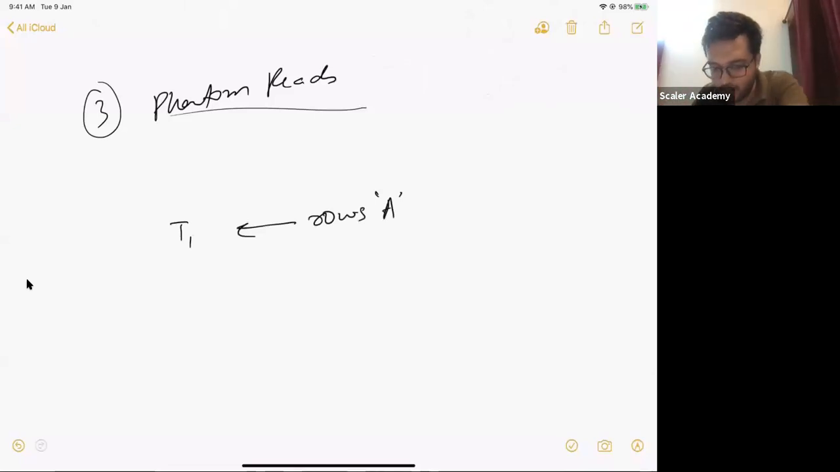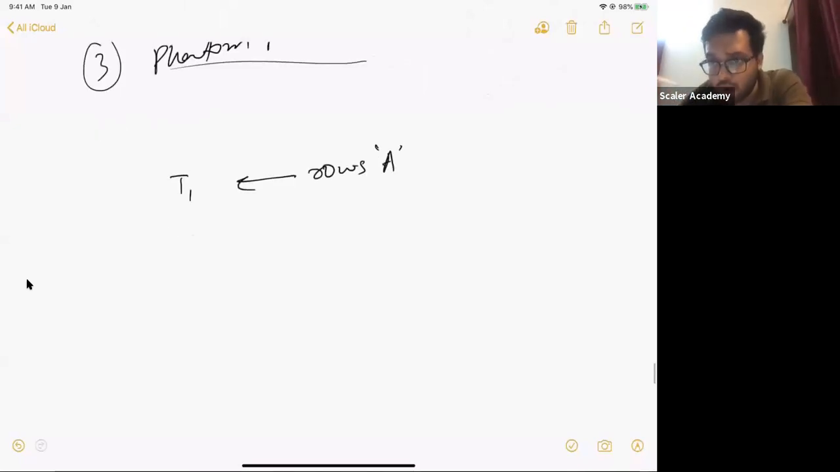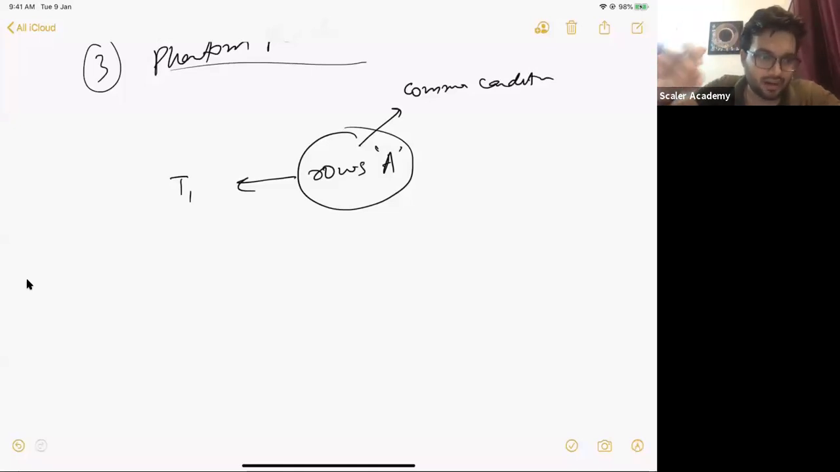Now transaction two generates some new rows which fit that particular definition of A. What does that mean? Let's assume there is a set of rows A. How did this set come about? There is some common condition that these rows are fulfilling. Let's assume you are running a transaction in which you are getting all the male students in your academy.